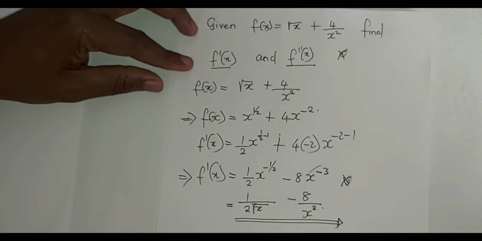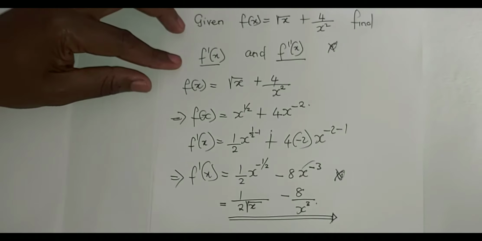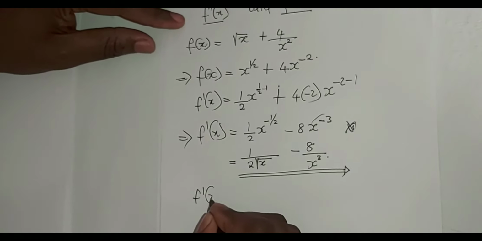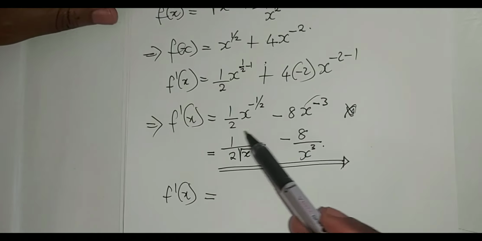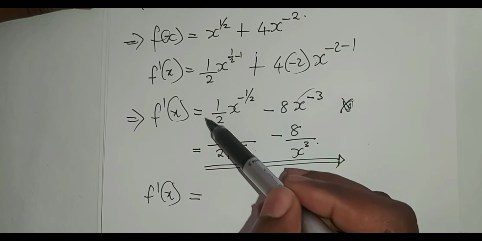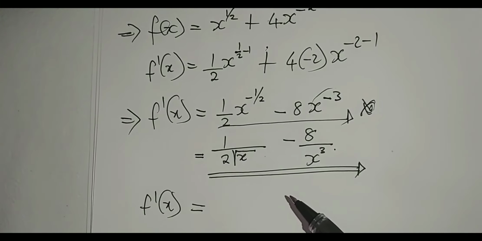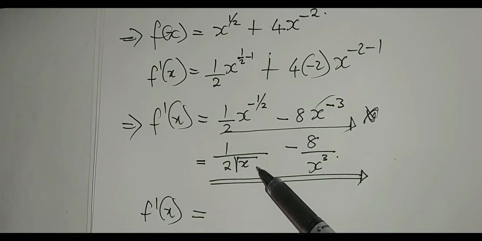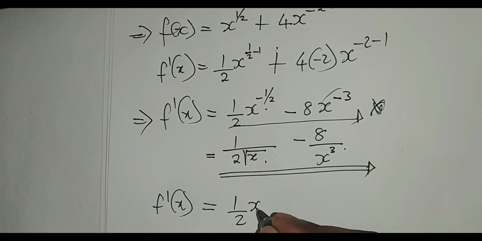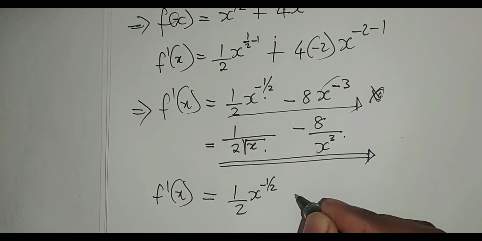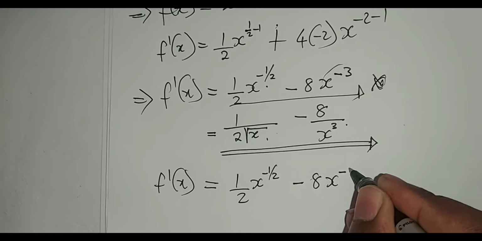All we have to do now is, coming back, remember we are saying f dash of x is equal to, for now we cannot write this one, we are going to use this part because it's the one that is ready for differentiation. And remember, this is the same as that, which means it will be 1 over 2 x to the power minus half minus 8 x to the power minus 3.